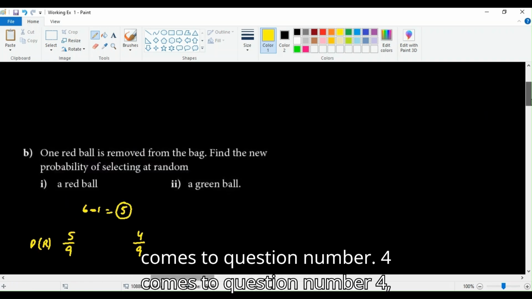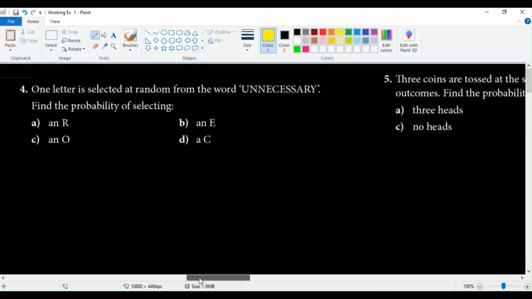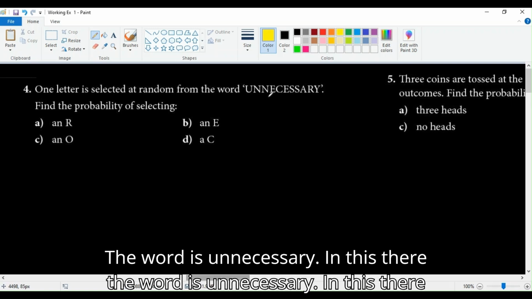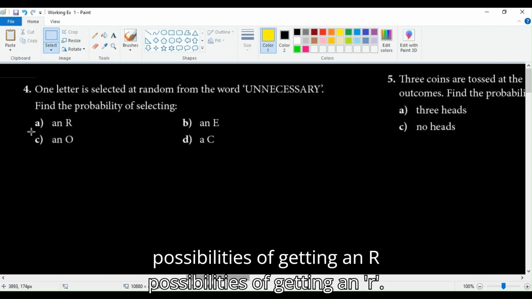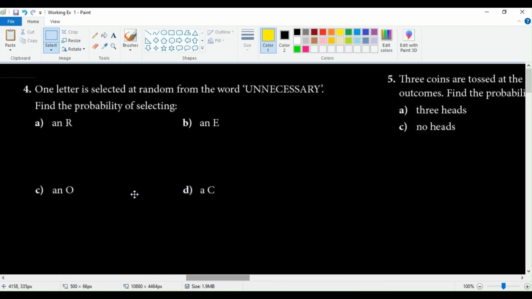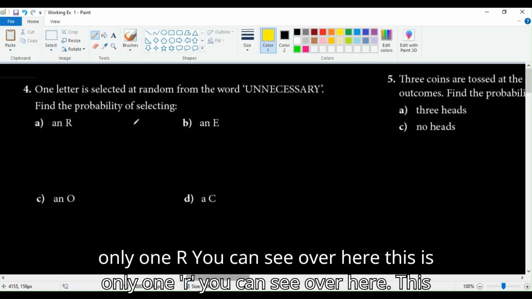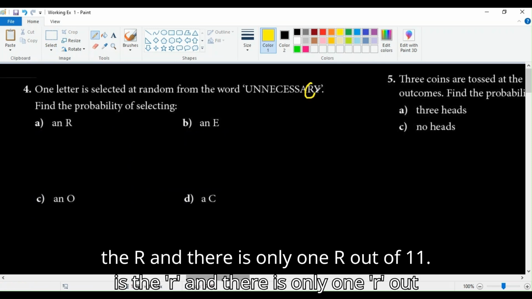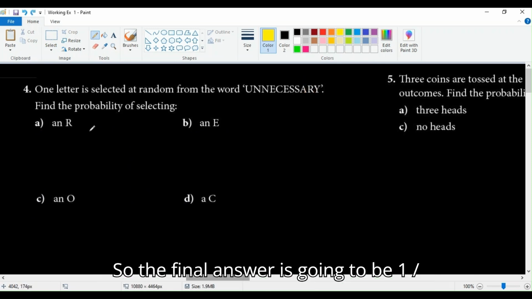When it comes to question number 4, the word is "unnecessary". In this, there are 11 letters, and out of this, you need to find the probability of getting an R. There's only one R you can see over here. This is the R, and there is only one R out of 11. So the final answer is going to be 1 over 11.